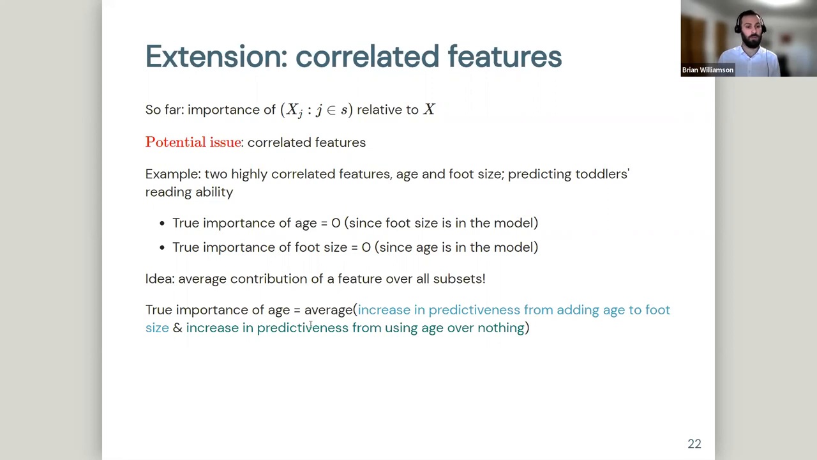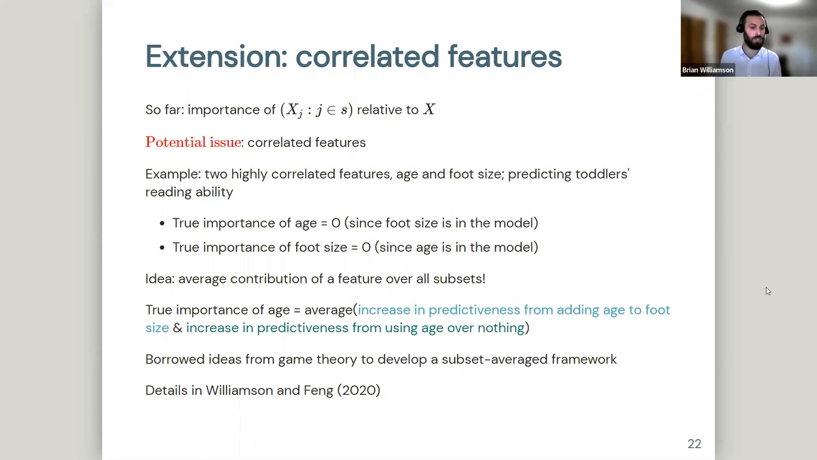So here, in this example, the true importance of age would be the average of the increase in predictiveness from adding age to foot size, and the increase in predictiveness of using age over nothing. So using all of the possible ways that age can contribute to the true population prediction model. And I published this a couple years ago now with Gene Feng. It uses the notion of Shapley values, which are a popular idea in game theory.